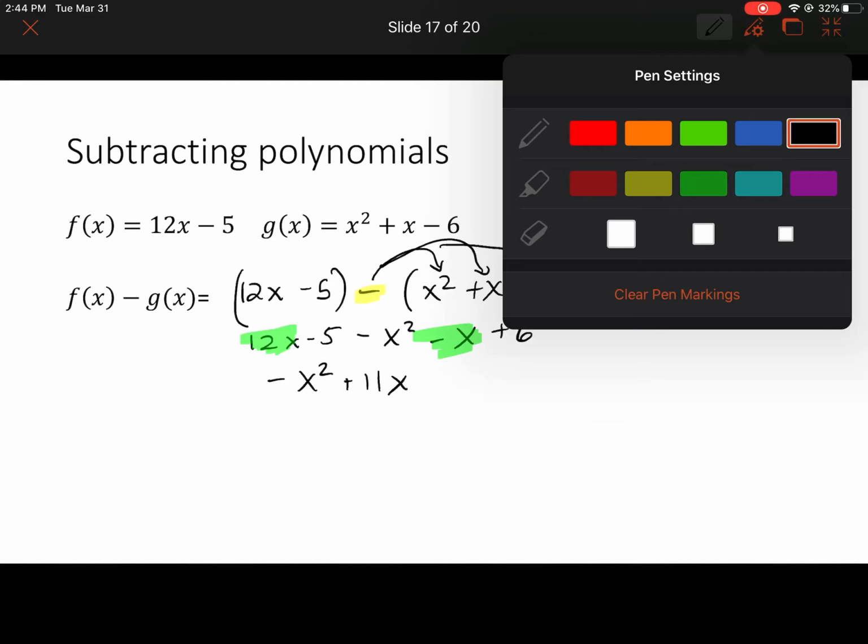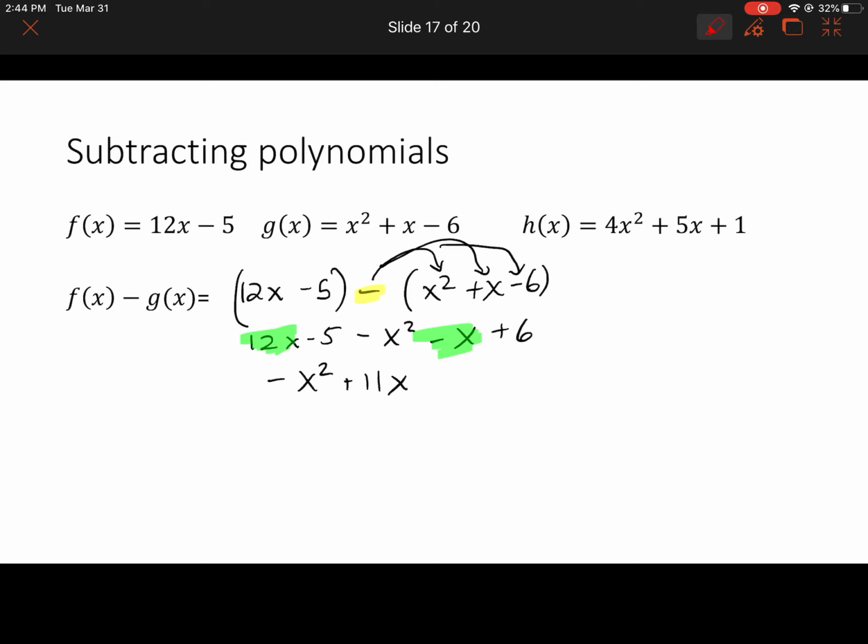And then finally, our constants, this minus 5 and this plus 6, we add them together. Minus 5 plus 6 is equal to positive 1. So it becomes plus 1. This is our final answer for that equation. It's already in the right order. It's nice to start off with the highest degree term first, meaning the one with the highest exponent. That way you don't have to rewrite it at the very end.